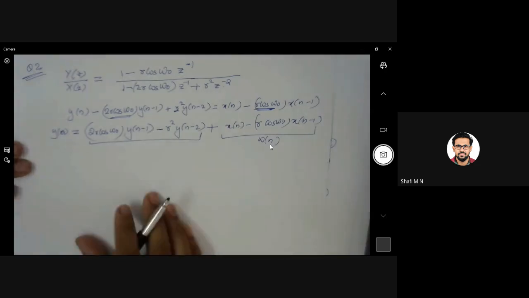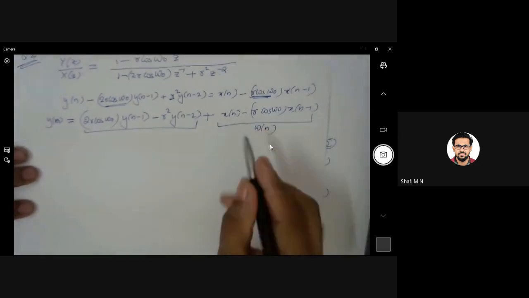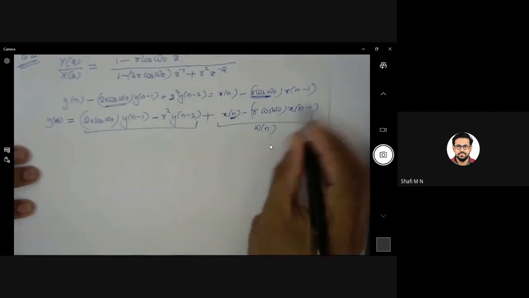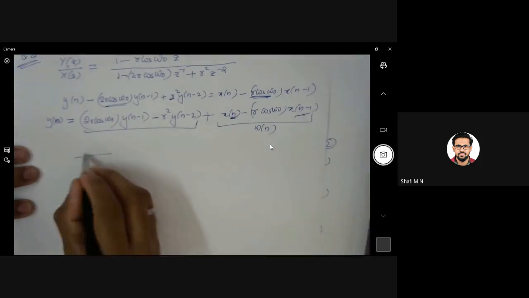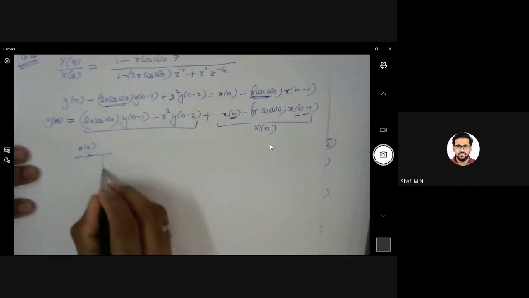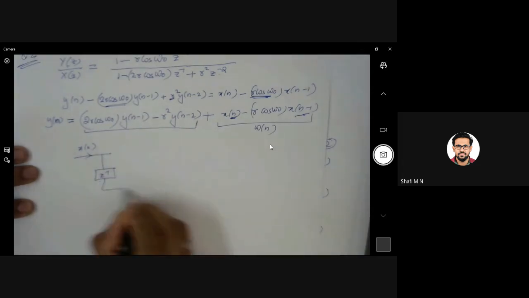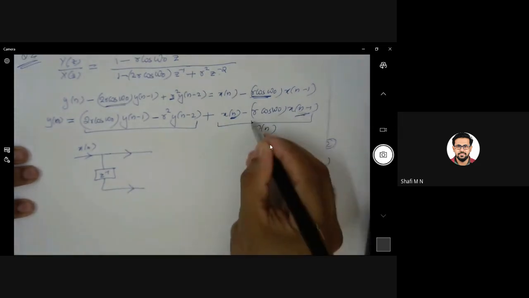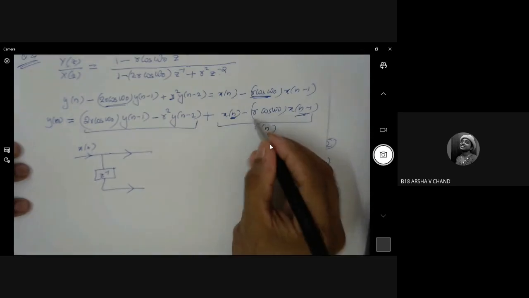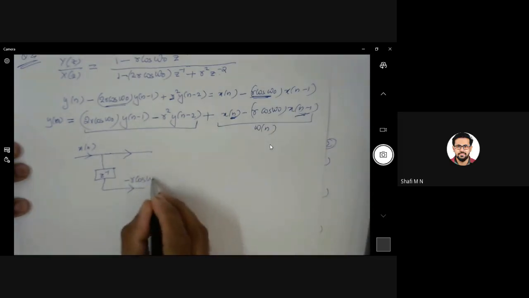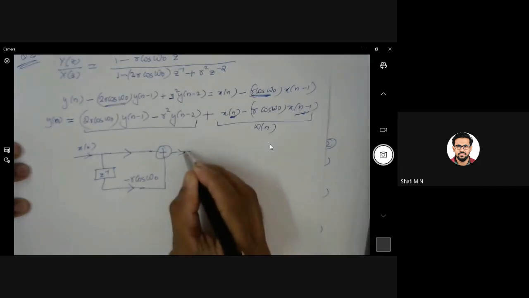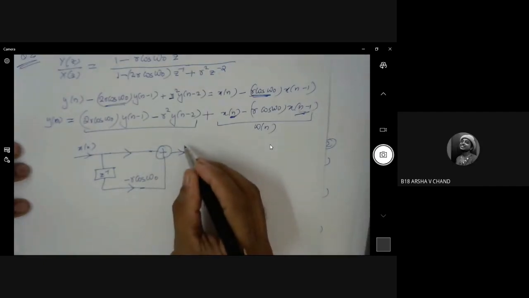Now let me realize it directly in the equation, but let me find w of n. What is w of n? You need x of n and x of n minus 1 terms. So this is your x of n. Let me delay it by 1 unit. So what will you get over here? X of n minus 1. X of n has to be multiplied with 1 only. X of n minus 1 has to be multiplied with minus r cos omega naught. So you add these two. What will you get over here? W of n.